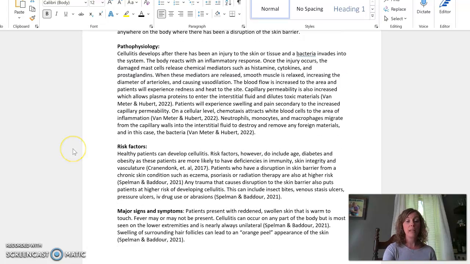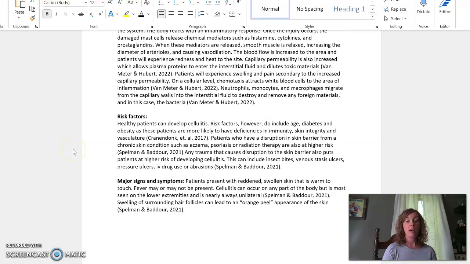Anyone can develop a cellulitis, even a healthy patient. All you need is a disruption to the skin's barrier or injury to the tissue. So a healthy patient who receives an insect bite or an abrasion can develop a cellulitis. Risk factors do increase with age. The older you are, a diagnosis of diabetes or obesity will put you more at risk to have a cellulitis because of the deficiency you may have in your immunity, your skin integrity, and vasculature.